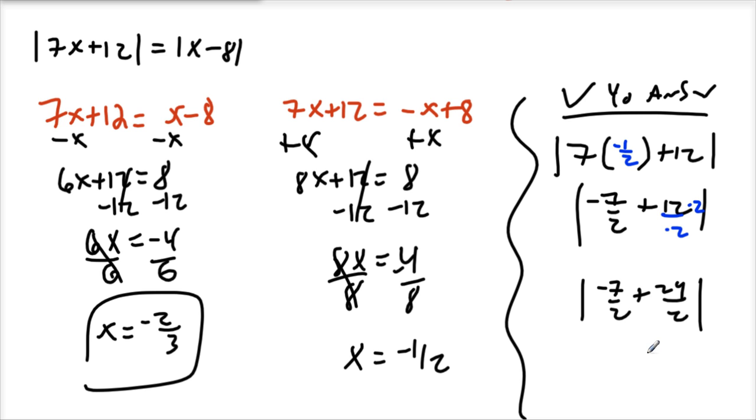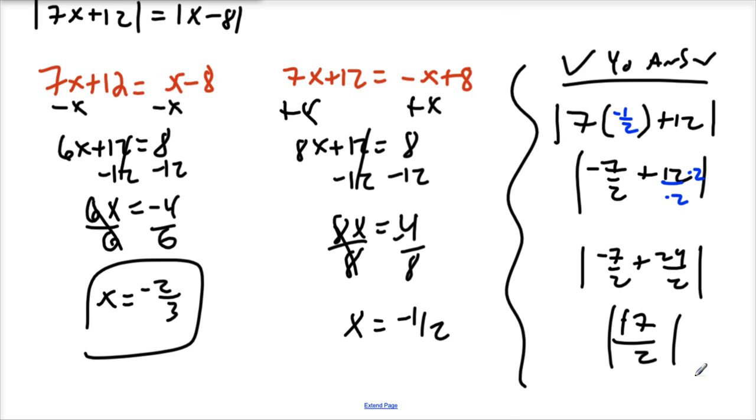Okay, so then right here, we'll have 24 minus 7 is 17 over 2. So when you do the absolute value of 17 over 2, that's just going to be 17/2. Okay? So that's just the left side. Now let's check the right side.